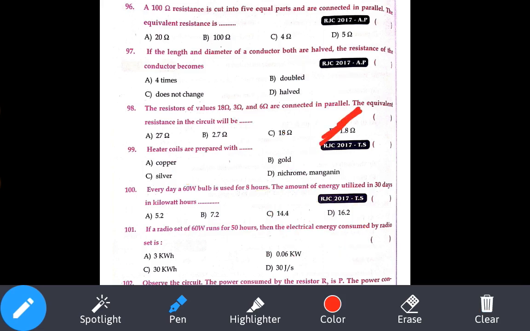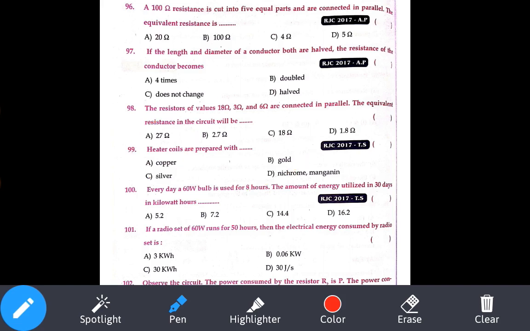1.8, option D. Heaters, irons for ironing shirts, toasters are made of what type of coil? Either we can use nichrome or manganese. Option D is our answer.